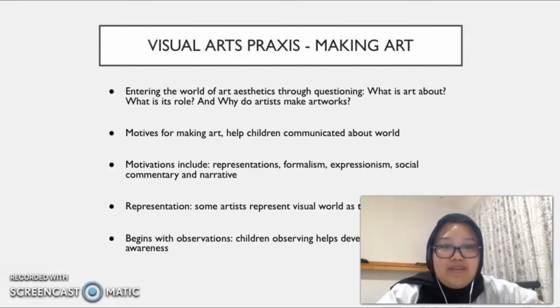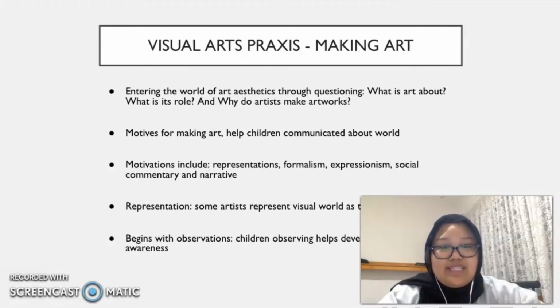Now, when it comes to making art, it's good to teach children that there are normally motives for art making, and it helps children communicate about the world. Motivations include representations, formalism, expressionism, social commentary, and narrative. Representation. Some artists represent visual world as they see it, which is literal art, and that could be one of the motives for children making art.